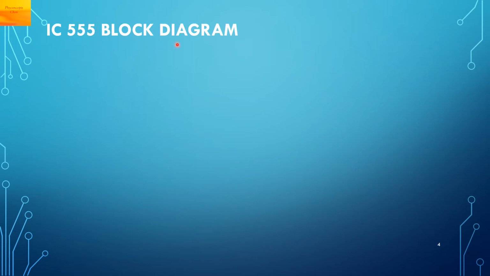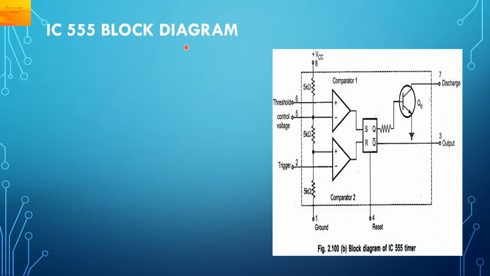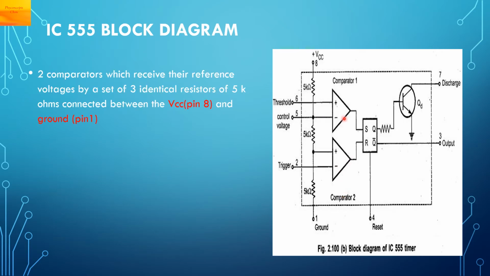IC555 block diagram. This is the block diagram. We can see that it consists of two comparators. These two comparators will receive their reference voltages from a potential divider. This potential divider consists of 5 kilo ohms resistors. There are three 5 kilo ohms resistors. This end is connected to plus VCC and this end is connected to ground. So the voltage is divided and we can find the voltage at this point.